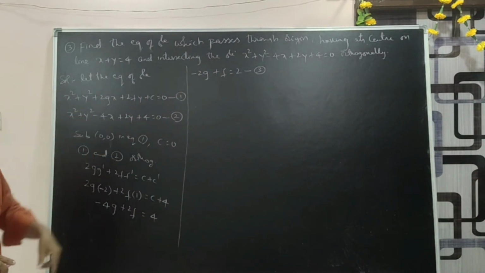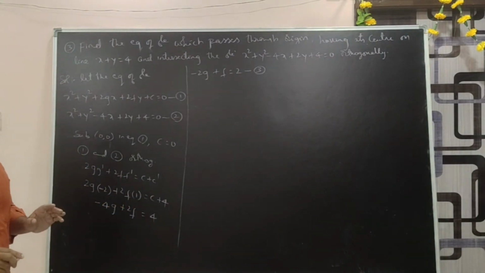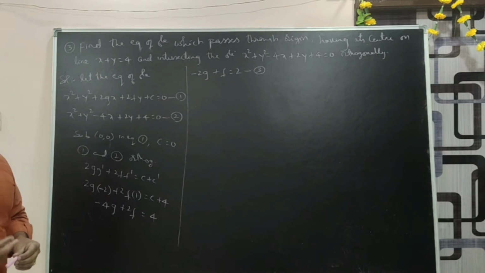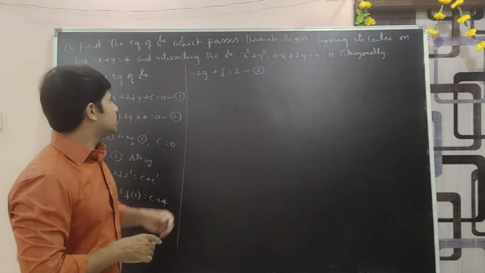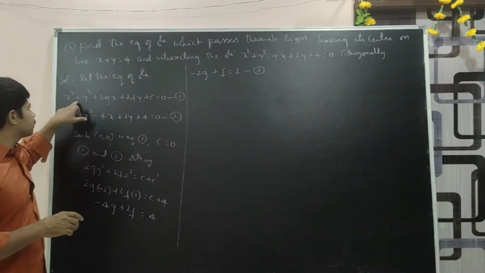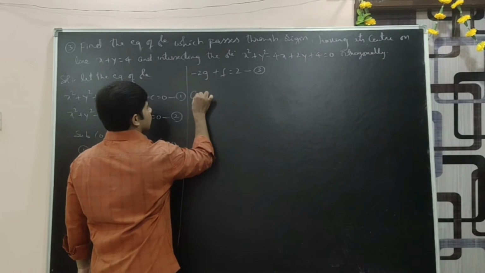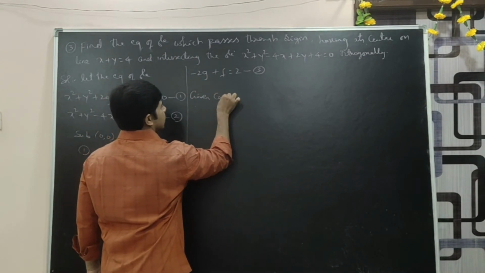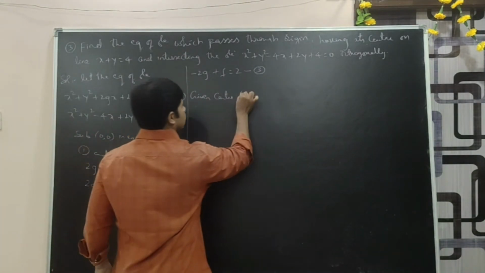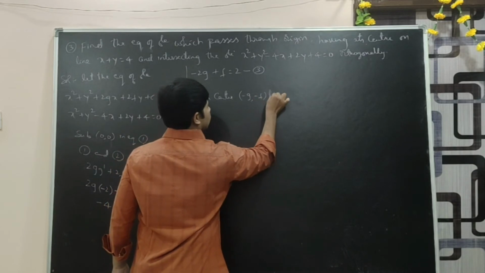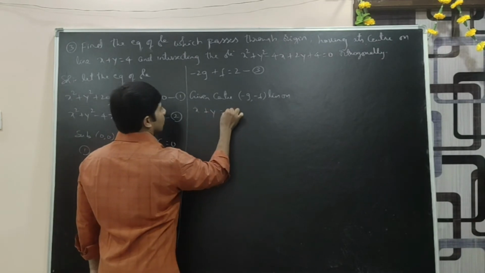After that, one more condition they gave, having center on the line x plus y is equal to 4. That means the center lies on the line. Which circle's center? Always the required circle's center lies on the line. So what is the required equation of circle? x square plus y square plus 2gx plus 2fy plus c is equal to 0. It is given that the center lies on a line. Which center? Equation 1's center. Equation 1's center is minus g comma minus f. So the center minus g comma minus f lies on x plus y is equal to 4.